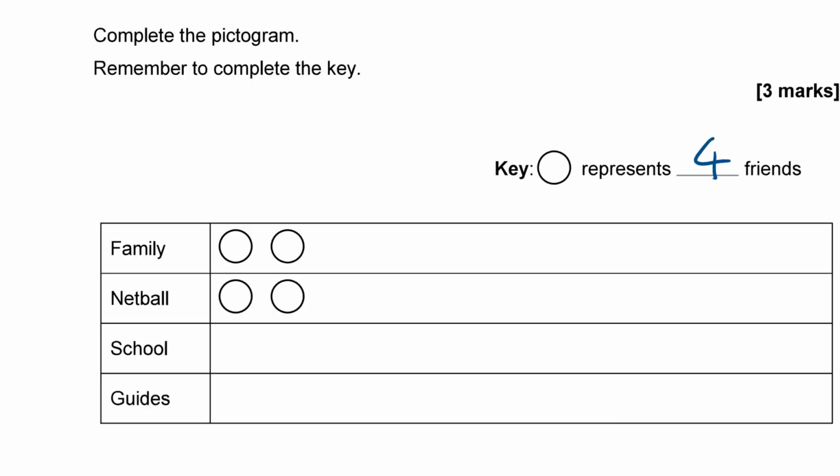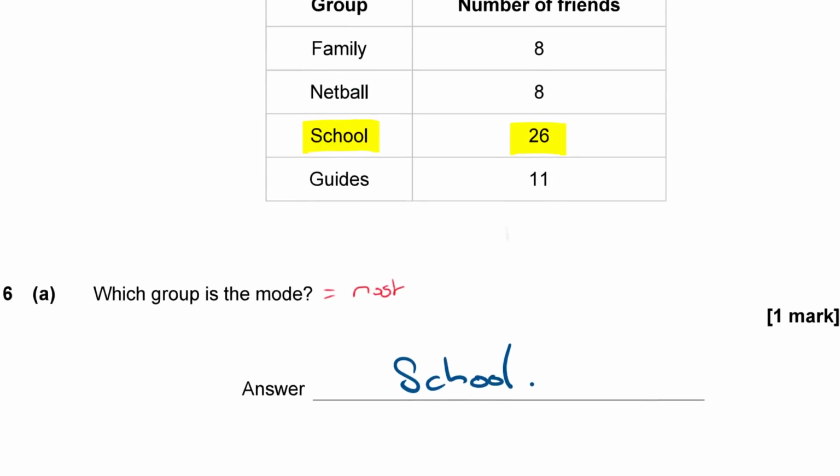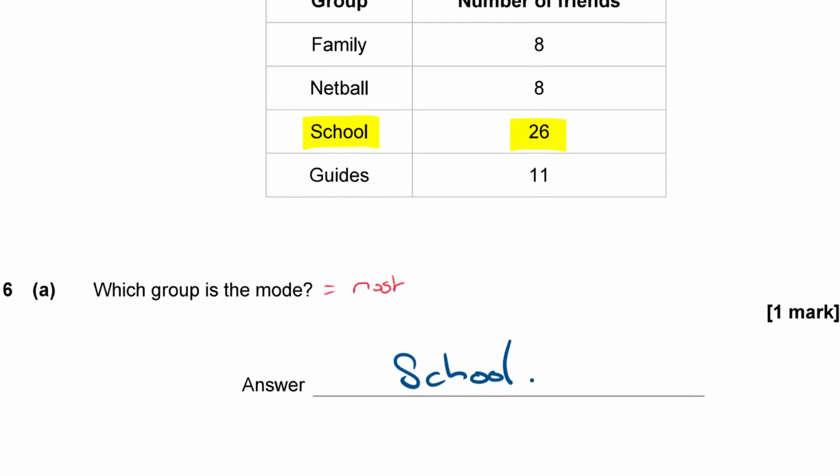Okay, so it's important to complete the key. That will be the first mark of this question. The next 2 marks we'll get for drawing the right number of circles for school and guides. So if each circle is 4 friends and we want to draw enough circles to represent 26 people, 26 is, well, how many 4s is that? 5 4s are 20, 6 4s are 24, 7 4s are 28.